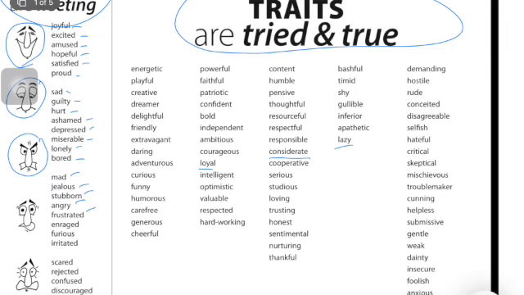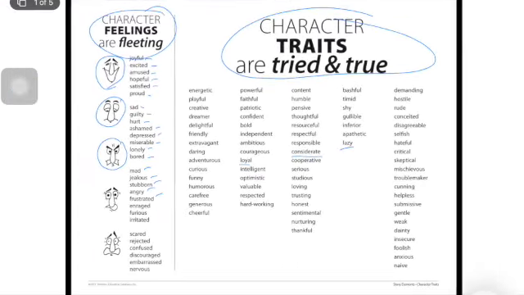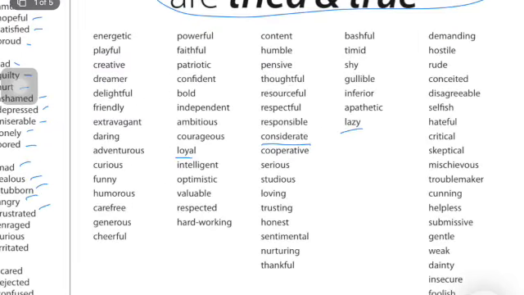And then we're going to look at putting that into perspective as to how it affects the outcome, how it affects the plot. Okay? So, character traits, tried and true, an important part of your being. Remember, feelings are fleeting. They come and go. But traits stay. That's who you are.